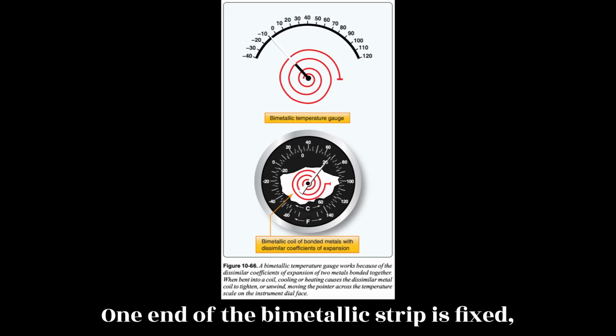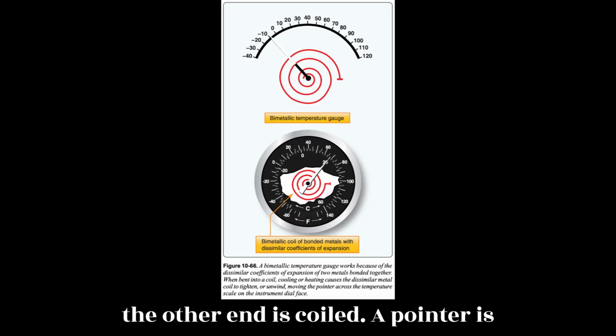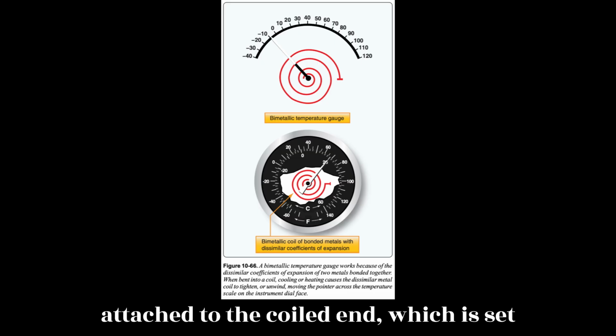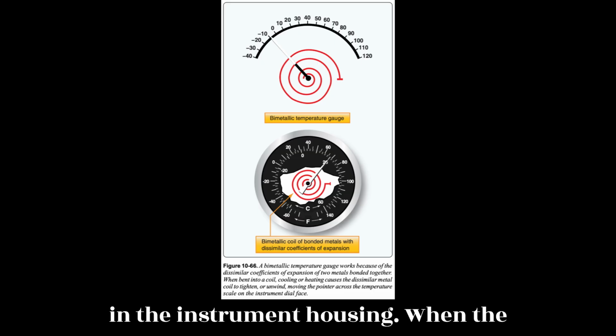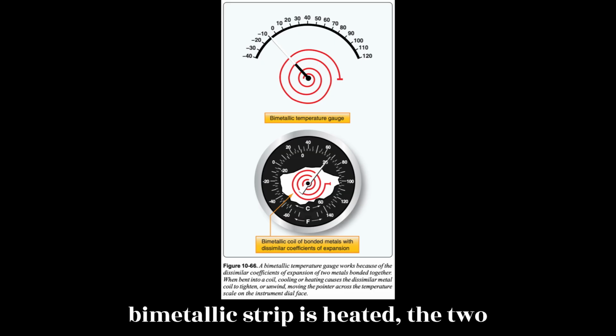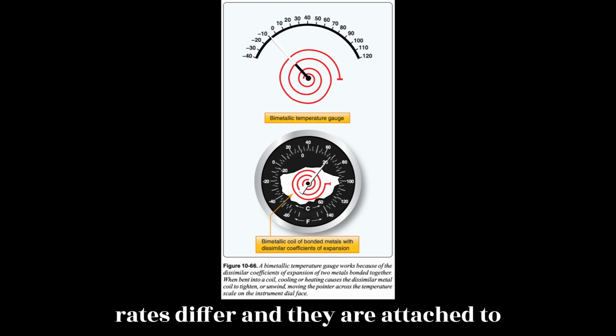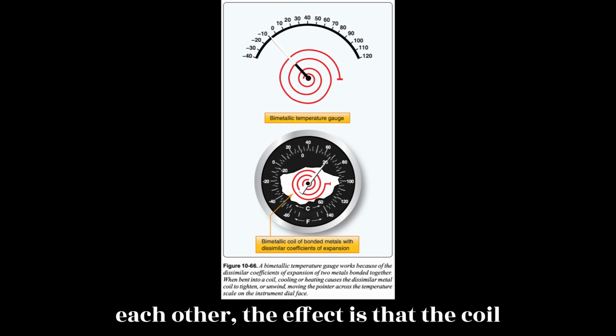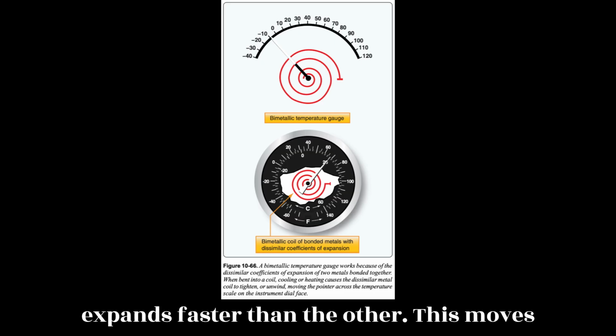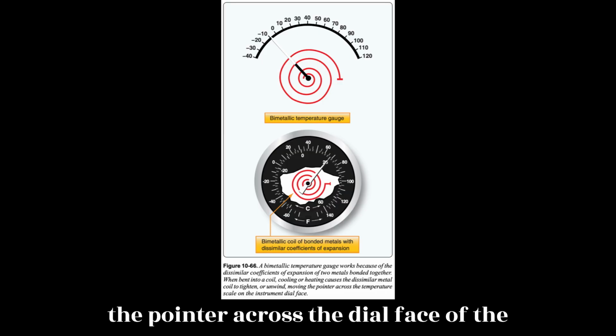One end of the bimetallic strip is fixed, the other end is coiled. A pointer is attached to the coiled end which is set in the instrument housing. When the bimetallic strip is heated, the two metals expand. Since their expansion rates differ and they are attached to each other, the effect is that the coiled end tries to uncoil as the one metal expands faster than the other. This moves the pointer across the dial face of the instrument.